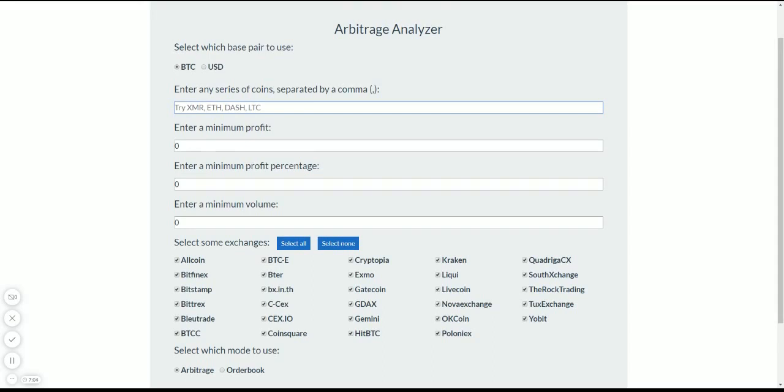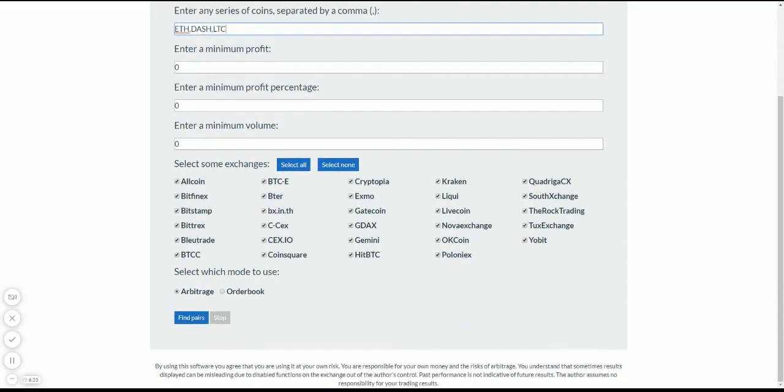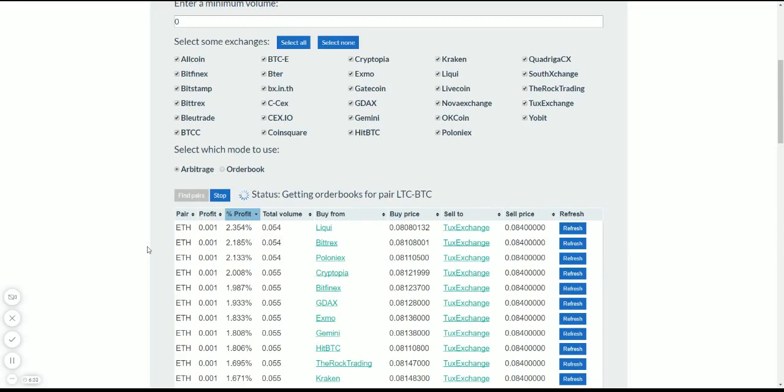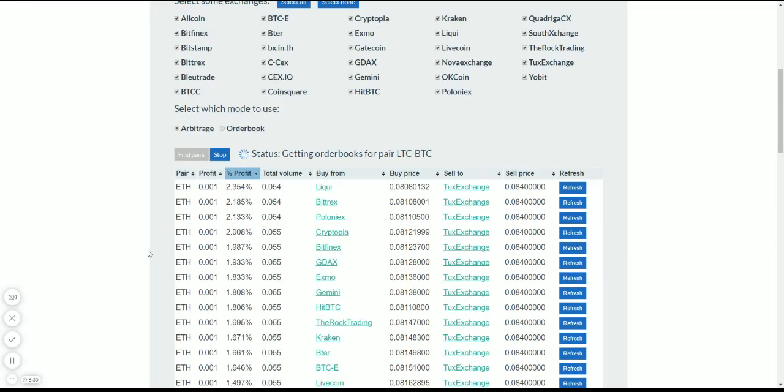We'll try Ethereum and maybe Dash and Litecoin. I'll leave these filters empty for now just so you can see all the results that are shown. So you'll notice that it's currently getting the order books, and it'll run through these pairs every single time. And we got, first, we have Ethereum results coming up. It'll still keep going, so you'll get them in chunks.